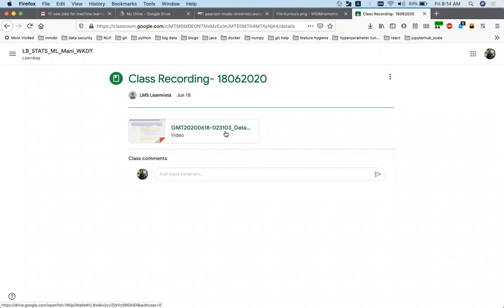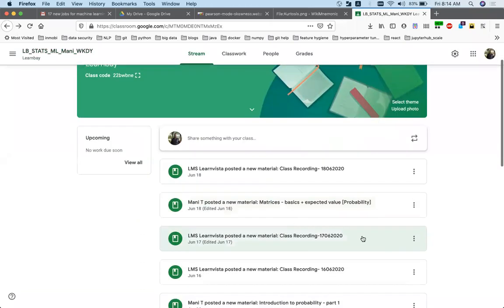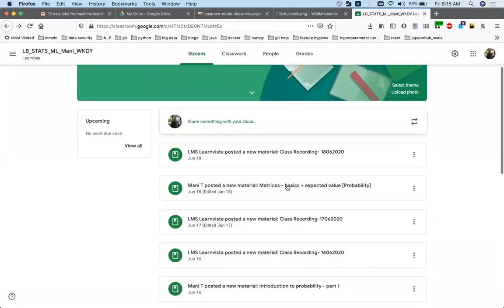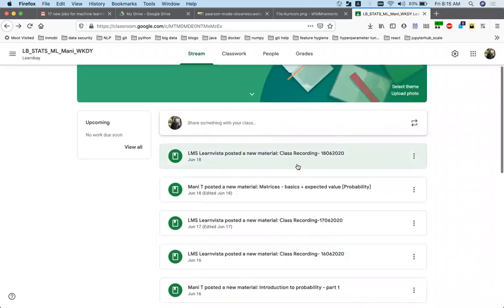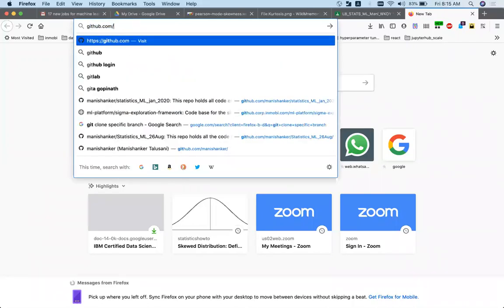This was the class recording yesterday. Yesterday was the 18th, right? I have written here what the topics were, for example matrices basics plus expected value, probability. You can see here the PDF that I've used for matrices, the PDF that I've used for expected value, and the Jupyter notebook that we discussed towards the end of the class. This is the structure I upload. For example, you can see introduction to probability part 1. So you don't have to worry about it. If there is anything missing, you can ask in the WhatsApp group, and I'll upload it if I forget. I've created a separate GitHub for you guys. Let me share that.